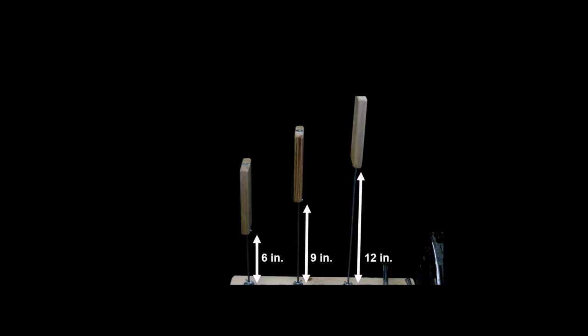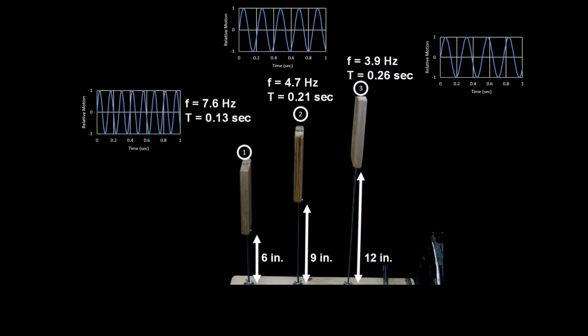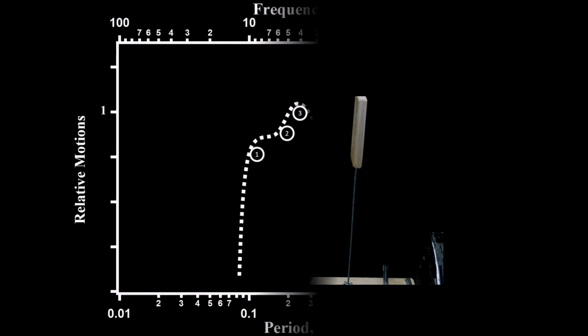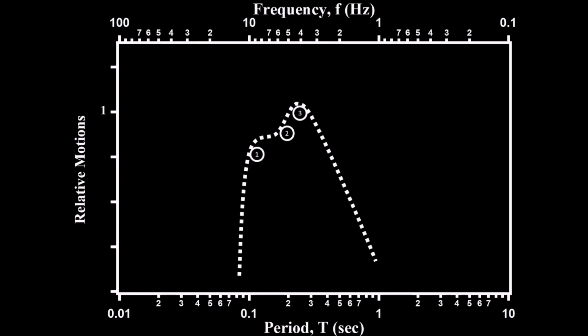Let's look at the results of our experiment. Each of the pendulums responded at a specific frequency based on the height of the pendulum. That specific frequency is known as the resonance frequency. When we plot these relative motions versus frequency, we see an envelope that summarizes how the pendulums responded to shaking over a range of frequencies.